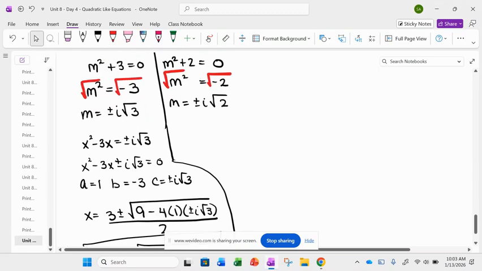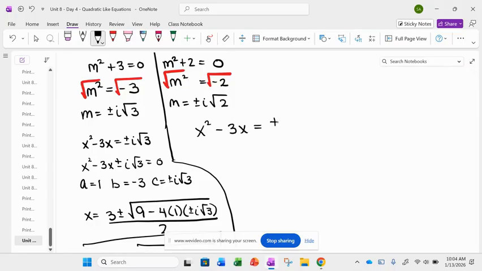Now let's go to the other part of this, and I'm going to do the same thing. m is equal to x squared minus 3x, which equals plus or minus i root 2. I'm going to do the same exact thing I just did. I'm going to move this i root 2 over, and then I'm going to use the quadratic formula. I want you guys to try this now by yourselves. Use the quadratic formula, and let me know what you get.